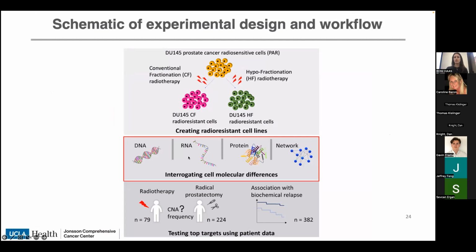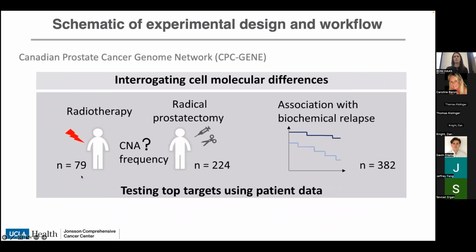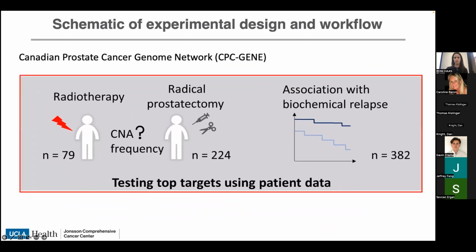And based on this part, we were able to detect the list of top targets that we wanted to assess to see that they have also clinical relevance. So we used patient data from the CPC gene cohort. It included 382 individuals. Some of them were treated with radiotherapy, some of them with surgery.